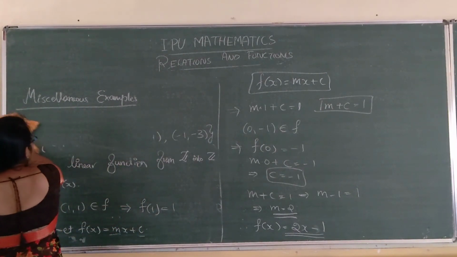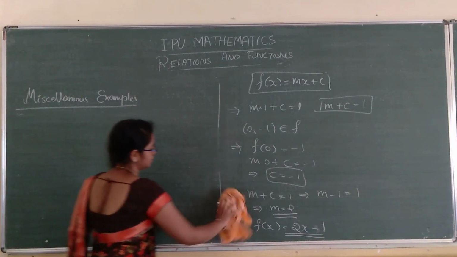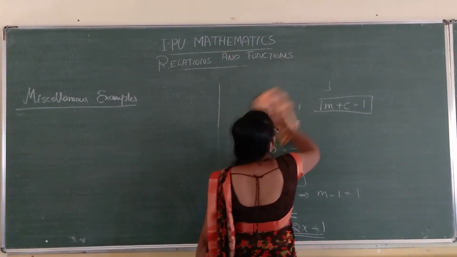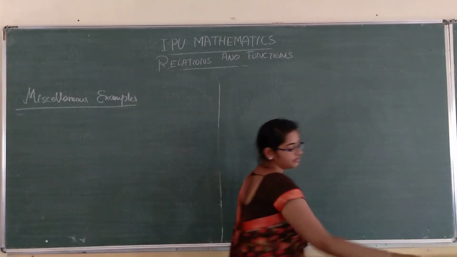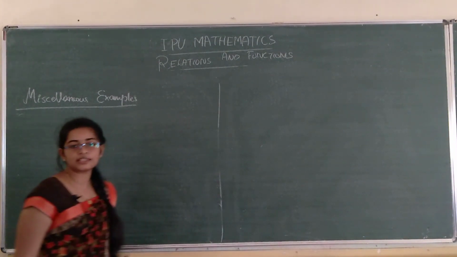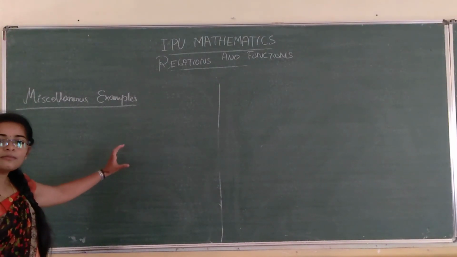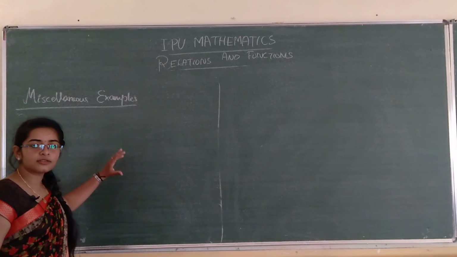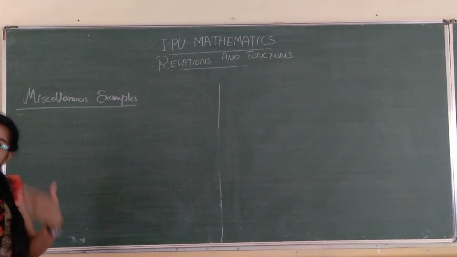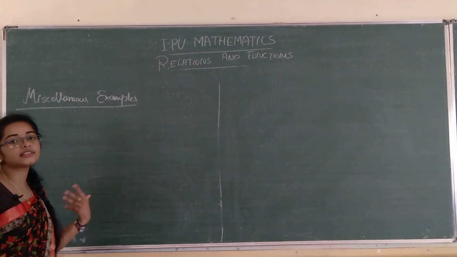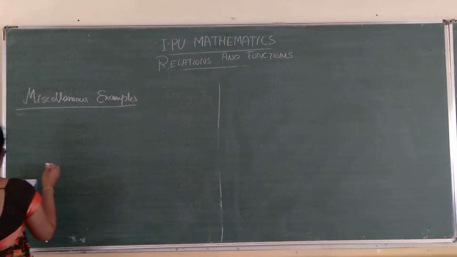Okay, let's move on to the next example. That is clear, no? A linear function is a function of the type f of x equals mx plus c, where m and c are real numbers. We are given some values of the function, and we need to calculate m and c, and then write mx plus c. Coming to the next example.